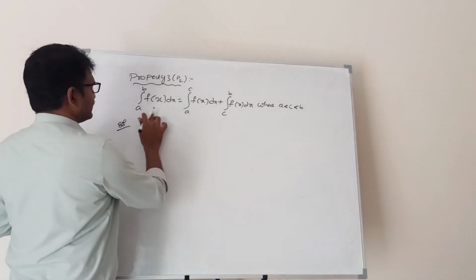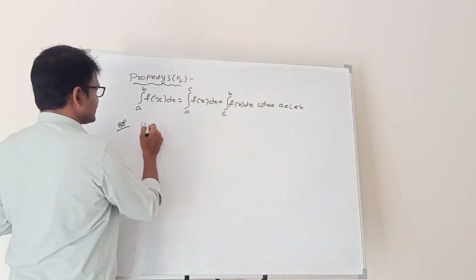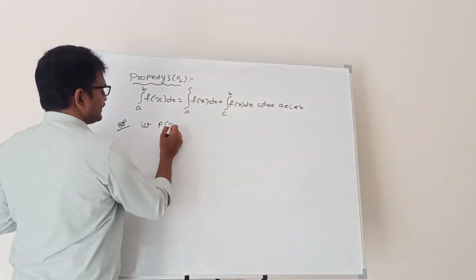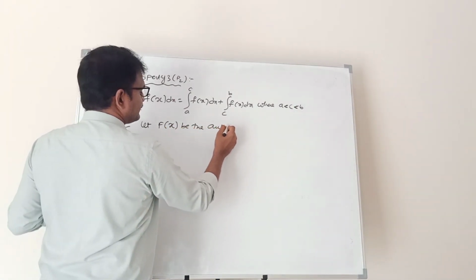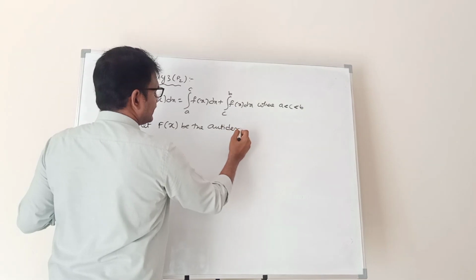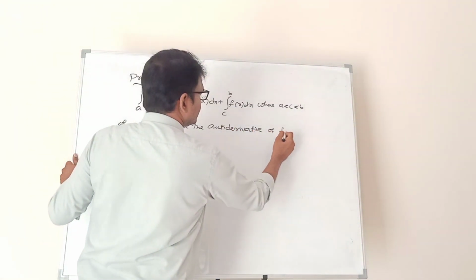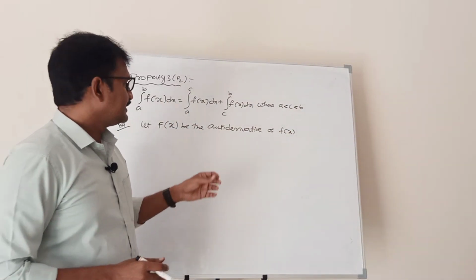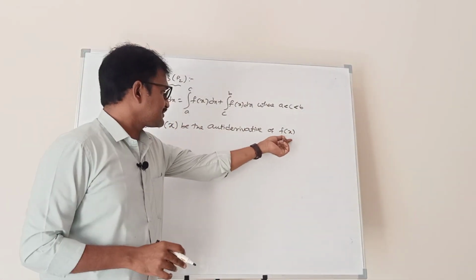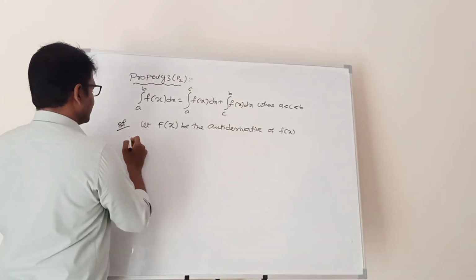Before considering LHS, let capital F of x be the antiderivative of f of x. Antiderivative means nothing but integration. The integration of small f of x is capital F of x. Then consider LHS.